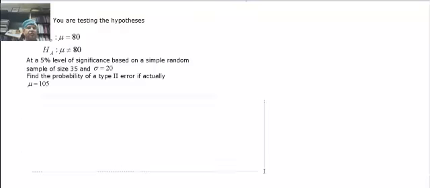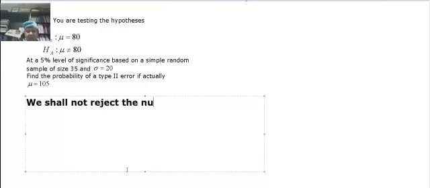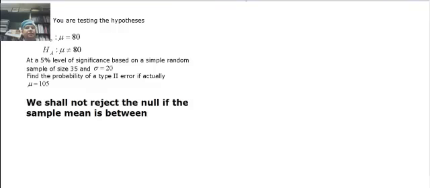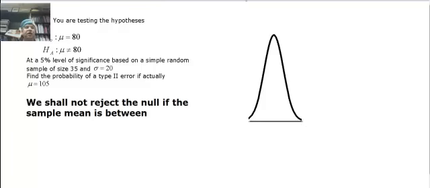So here we go. So what will happen? We shall not reject the null if the sample mean is between, yes, let's go for that. So it's a two-sided test, right? It's a two-sided test.